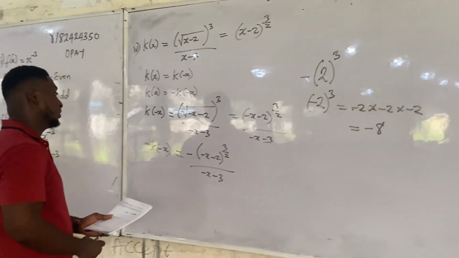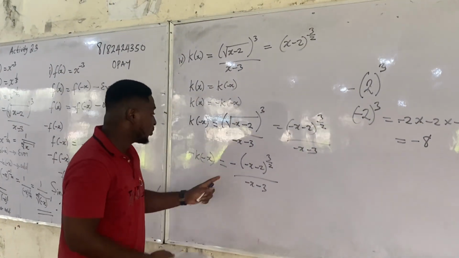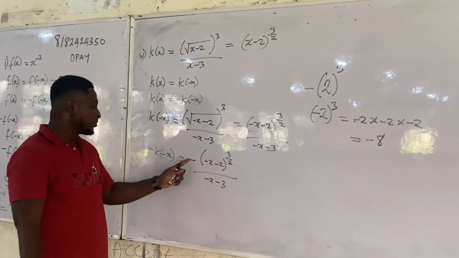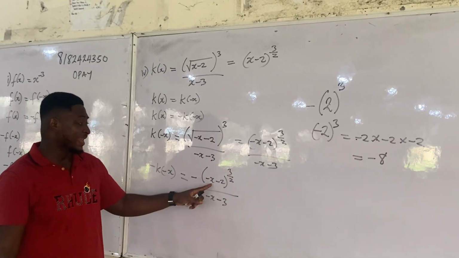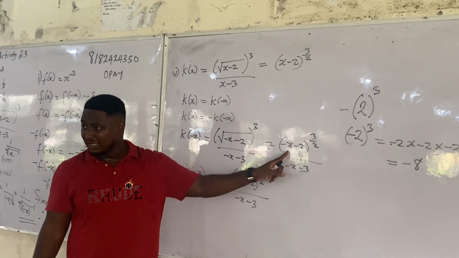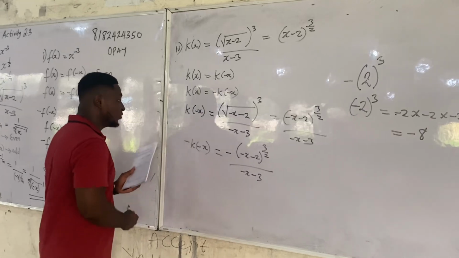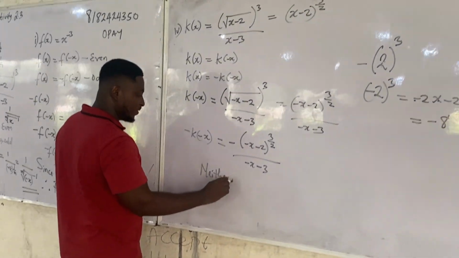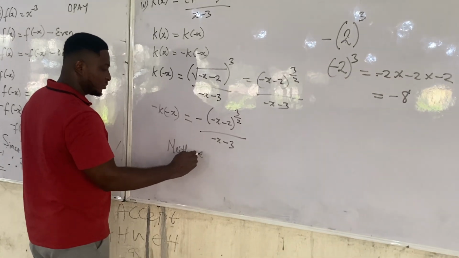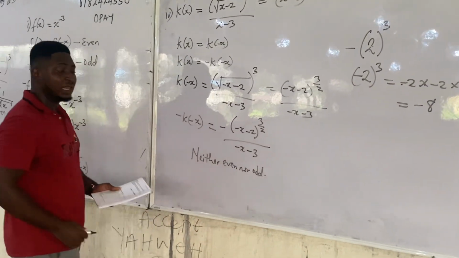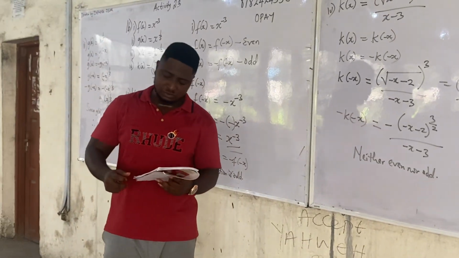Very important. But either way, even if we use this minus to open this bracket, it will still not be the same as this. Because if you put minus here, minus times minus gives you plus. So it's now x plus 2, and there's no plus here. So the function is neither even nor odd. The last function is neither even nor odd.